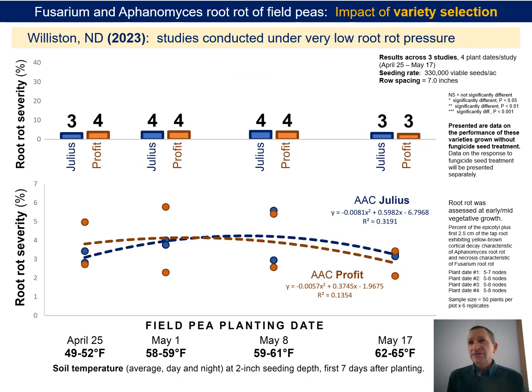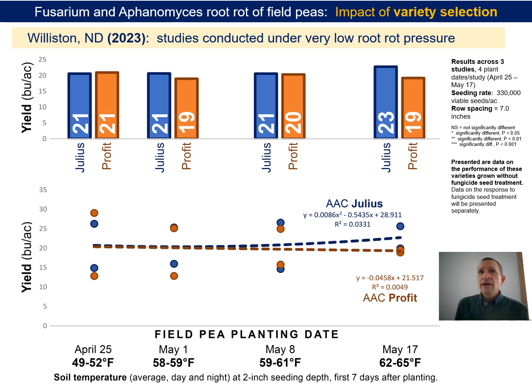What about the performance of these varieties under very low levels of root rot pressure? Well, we tested the two varieties in Williston in fields with very low levels of root rot pressure in 2023. And what we saw is that the root rot severity, again, was virtually identical between the two varieties, and in this case at very low levels. And the yield potential of varieties, in this case, without much root rot pressure, was very, very similar. As the soil started to warm up and planting was delayed, then we saw a bit of an advantage to Julius, but otherwise the yield potential of the two varieties was virtually identical.